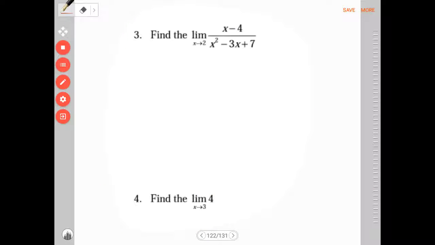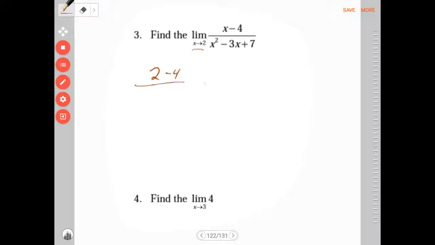Number 3. The limit as x approaches 2 of this. Looking at this really quickly, there are no factors of 7 that add to 3. So this particular graph has no chance of being 0 when x equals 2. So this will be continuous at 2, and we just substitute in.